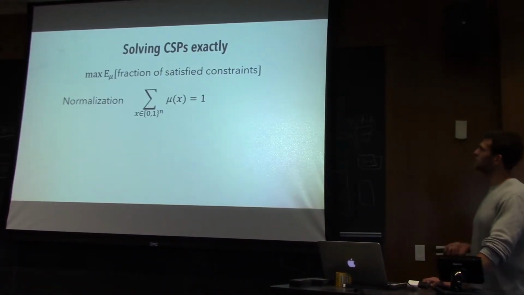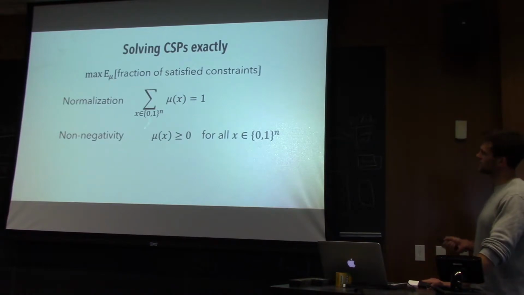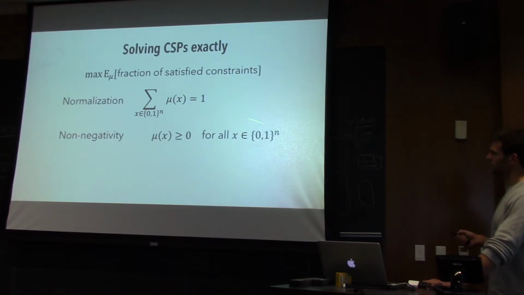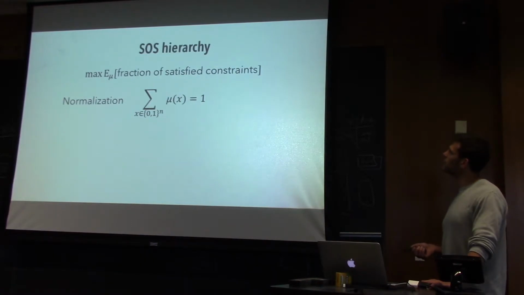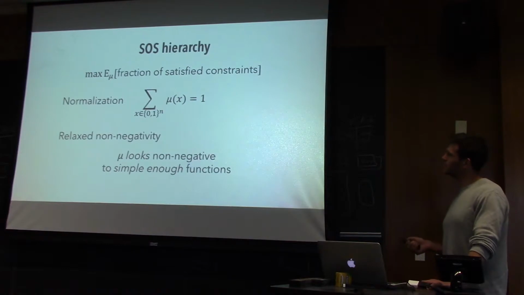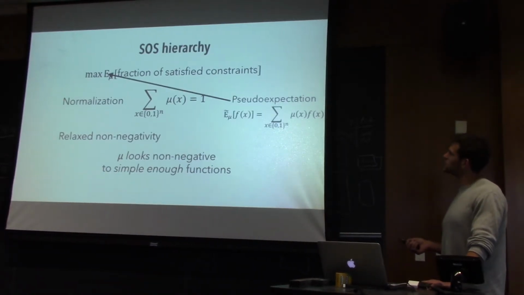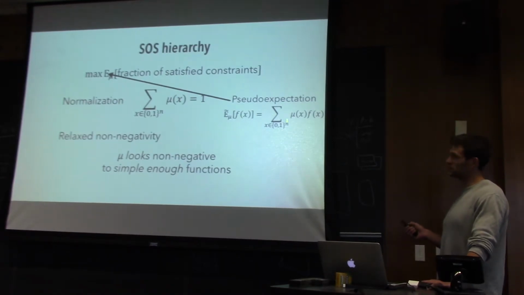So if you want to solve the CSP exactly, you set this thing up. What's a distribution? It satisfies some normalization constraint, and it satisfies non-negativity. Now what does SOS do? SOS also has a normalization condition, but then it has a relaxed non-negativity condition. So instead of saying that mu is actually non-negative, you say that mu looks non-negative to simple enough functions. Now mu is not really a distribution anymore, so this is not really an expectation; it's something we'll call a pseudo expectation.